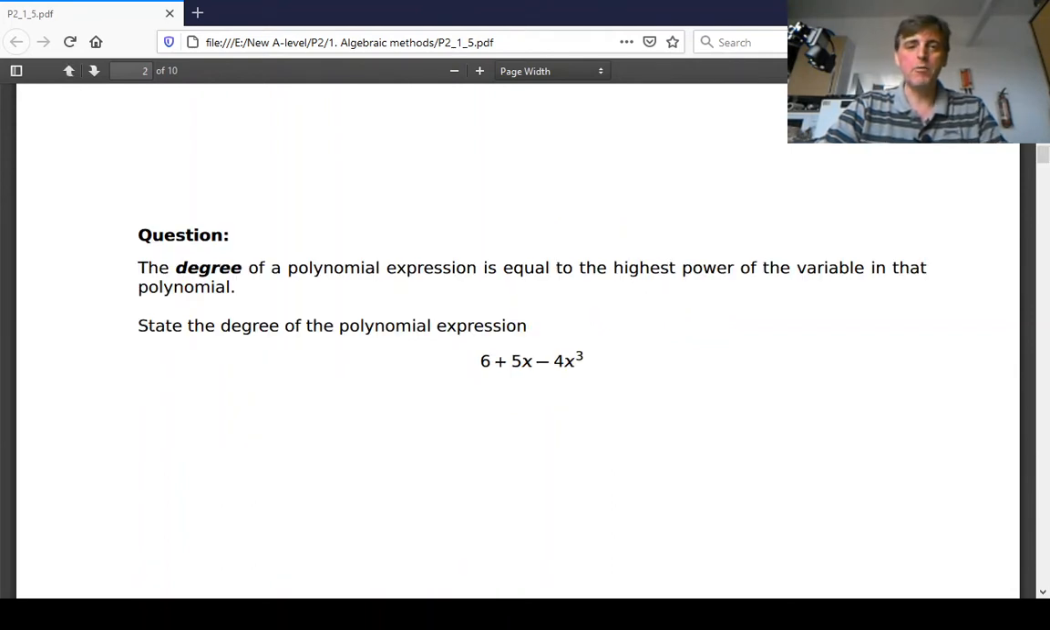Now, before we get into all that, I want us to remind ourselves about something which I think we've seen before. The degree of a polynomial expression is equal to the highest power of the variable in that polynomial. So on the screen, I've put a polynomial expression. I'd like you to just stop the video for a second and work out what is the degree of that polynomial on the screen, please.